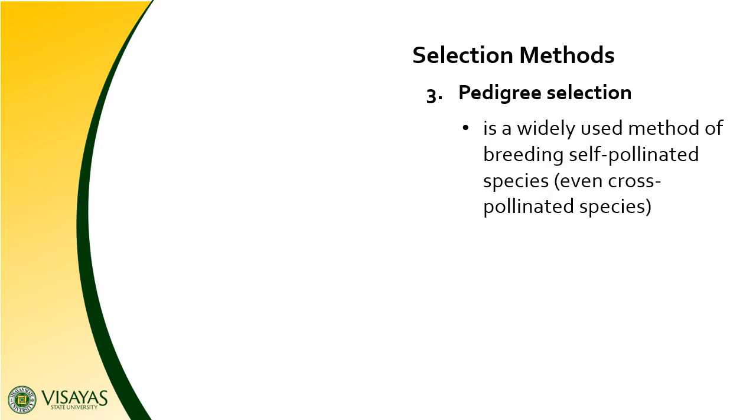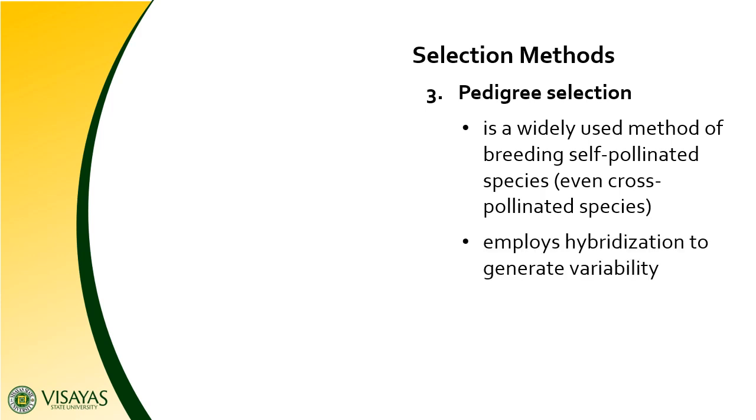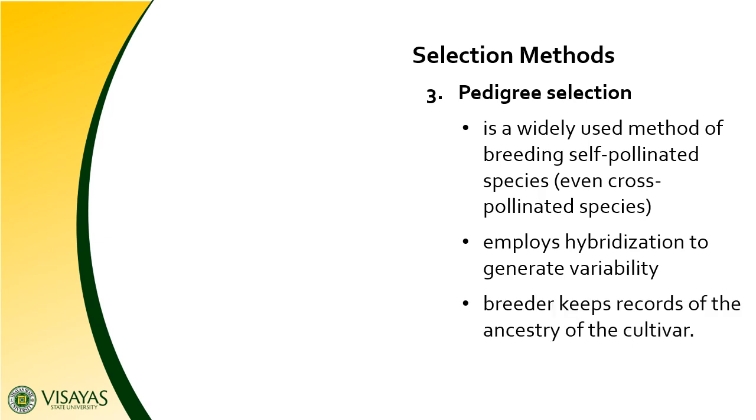So let's proceed to the third selection method. So you have here the pedigree selection. This is a widely used method of breeding self-pollinated crops, but not limited to self-pollinated crops. This can also be used in cross-pollinated species. So it employs hybridization to generate variability, and pedigree selection needs intensive record keeping of the ancestry of the cultivar.